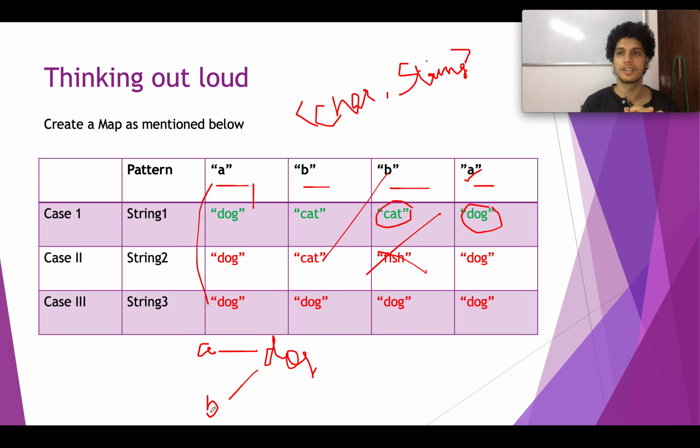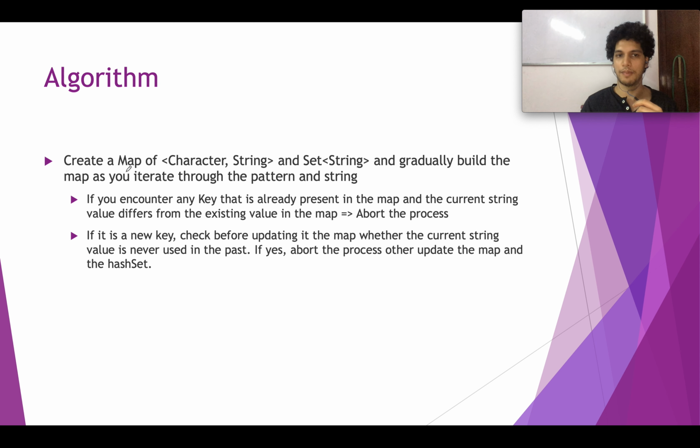So how are you going to do it? You want to have two data structures here. One is a map and the other is a set. The first signifies the key, a single character in the pattern, and the other part signifies the value that it is mapped to, the str value. And this set signifies all the values that have been mapped in the past so that you don't reuse that value again. Let's iterate through the algorithm.